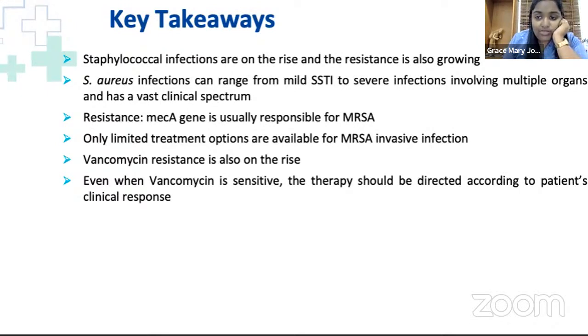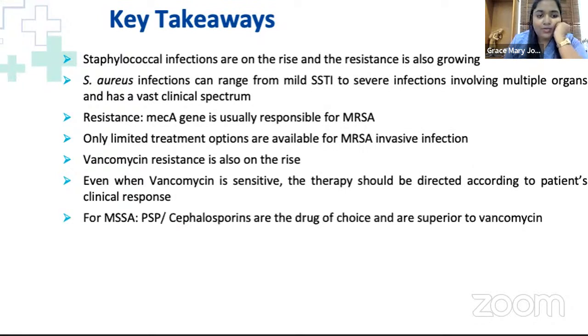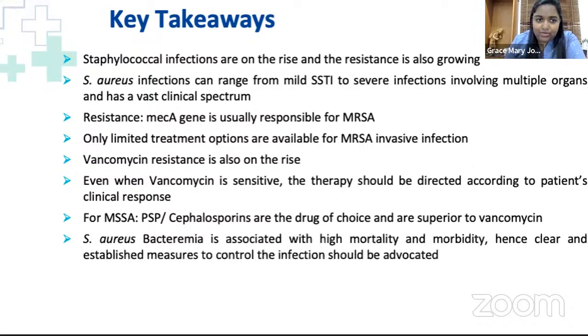So whenever you are giving vancomycin, even if it is sensitive, if the patient is not responding well, always consider what could be the possible reason. Is it another focus, or is it your MIC creep? Do you need to change your drug? And for MSSA, for methicillin-sensitive organism, penicillin if susceptible, or the cephalosporins are something that you would choose over vancomycin. And for bacteremia, it is usually high mortality and high morbidity.